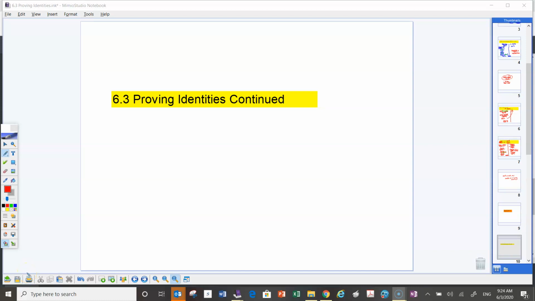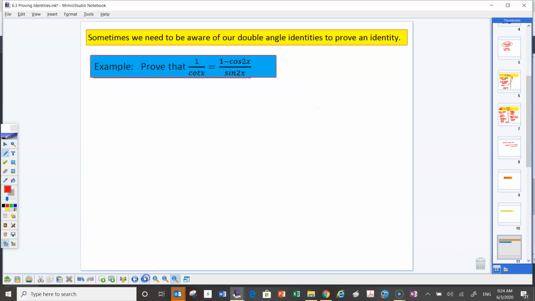In the second part of section 6.3, we're going to continue to prove trig identities, but these ones get a little bit more challenging. So sometimes we need to be aware of our double angle identities to prove an identity. So you notice in this particular question I have a double angle identity down here and a double angle identity here. So again, it would be useful to have your double angle identity sheet out. So again, remember we can't cross the equal sign.